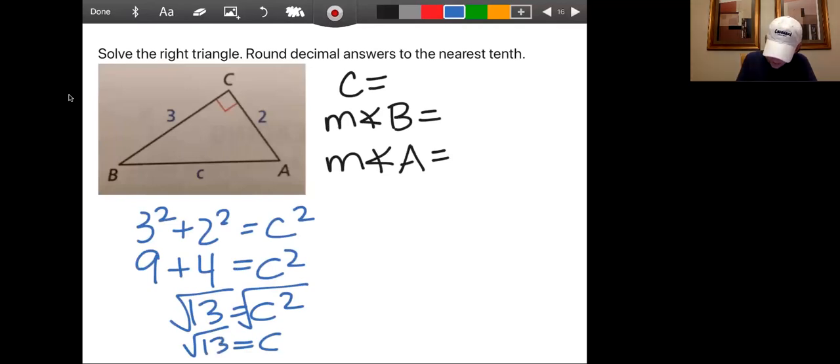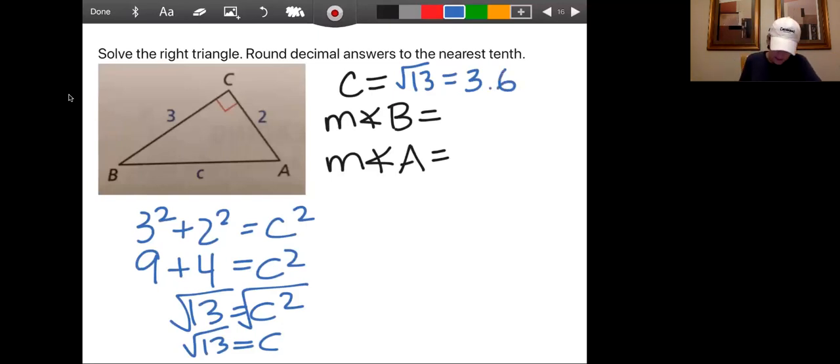Great job. And if they needed that as a decimal, then you could quickly go over to your calculator, hit second and the square root, and 13. I don't know if they would ask for that, but just in case, you can always turn that into a decimal by taking the square root of 13.